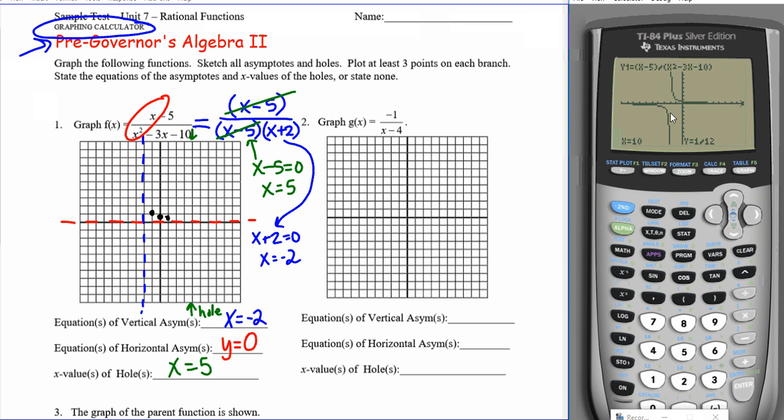Let's go over here to the left side of my asymptote. So I'm going to type in x equals -3, and I can see when x equals -3, y is -1. And I could plot that point on there. I could type in -4, and I get -1/2. So I could keep going with this.